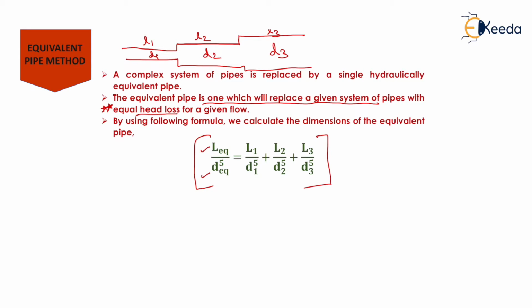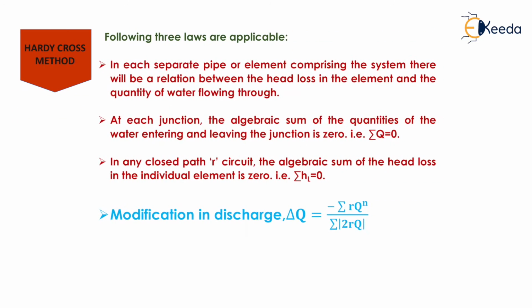Okay, now next will be the Hardy Cross method. Now we want to calculate the amount of water flowing through the various pipes by the Hardy Cross method. Now the following three laws are applicable when we generally use the Hardy Cross method, and what will be the three laws?